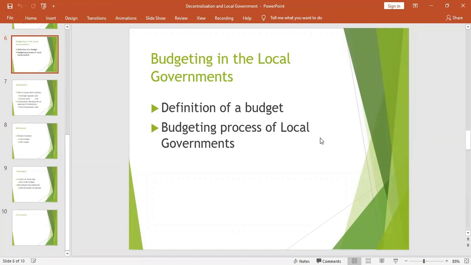Today's lecture is about decentralization and local government, BPAM 22. And today we are going to look at financial management in local governments, how these local governments manage their finances under the Local Government Act.